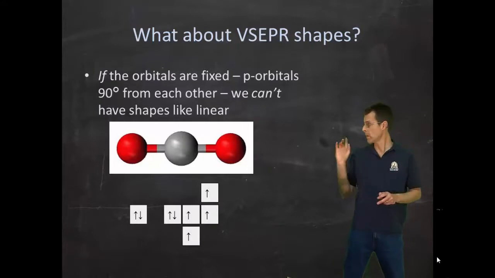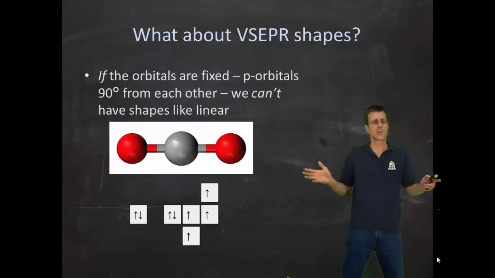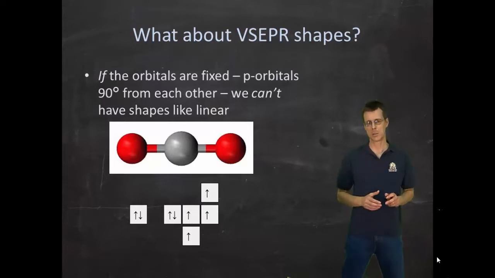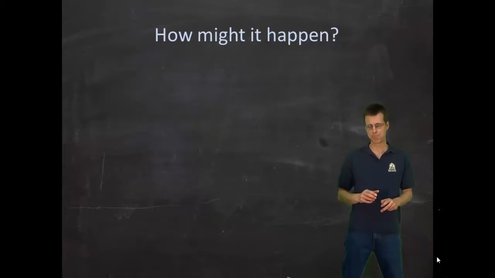If I were to look at this and say, okay, well, maybe I've got 2 separate p orbitals, that works. I can form bonds that way, but I can't do it at 180 degrees. I would have to have 90-degree bond angles. So atomic orbitals, while they're a really, really good starting point, cannot explain bonding, at least not VSEPR shapes, as we know bonding to happen.